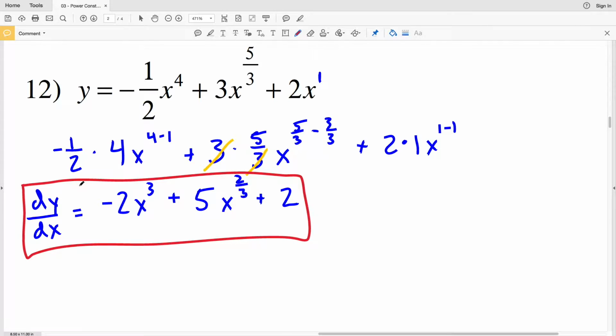Now, before moving on to the next section, let's think about how much more tedious this would be if we didn't have the power, constant, and sum rules to help us find the derivative. Because in order to find the derivative, remember, we'd have to take the limit as h approaches 0 of f of x plus h minus f of x all over h, which would take us a lot longer than applying the power, constant, and sum rules. But if you ever get confused, remember you can always fall back on finding the limit.